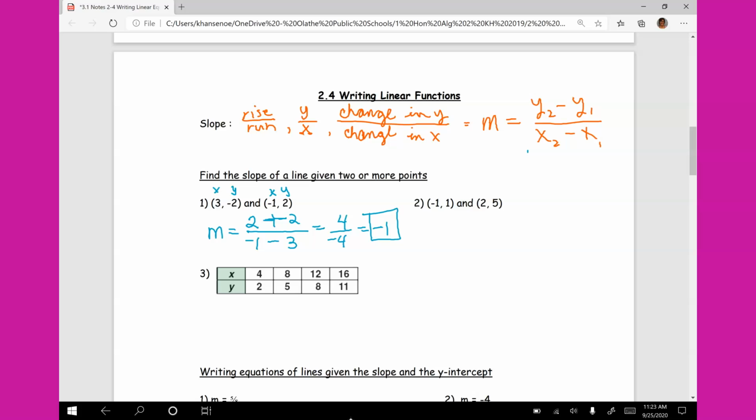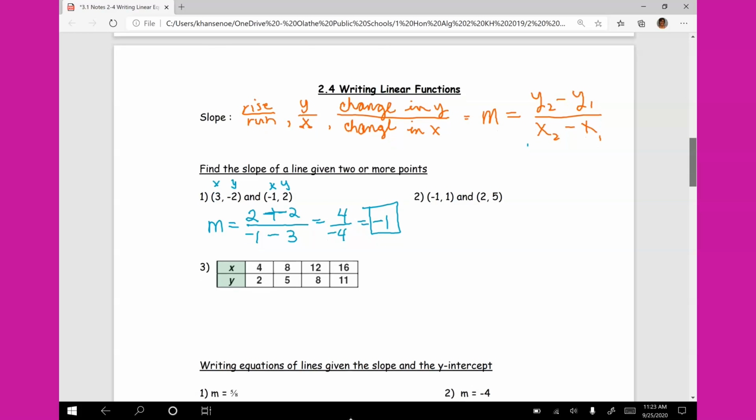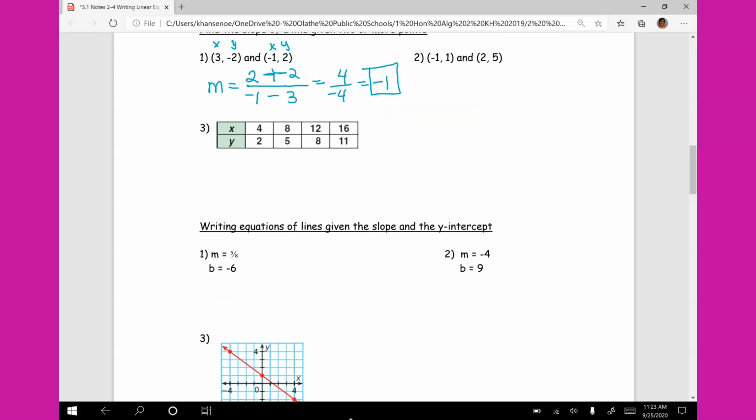Here's another example. I will show you one in a chart. So in a chart, remember, you're just picking two of those points. I don't care which two. I always just pick the first two because it's probably going to be your smallest numbers. So slope equals 5 minus 2 over 8 minus 4. Slope equals 3 over 4. So my slope is 3/4.